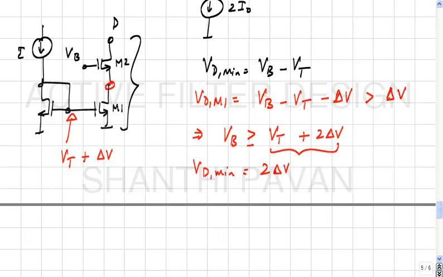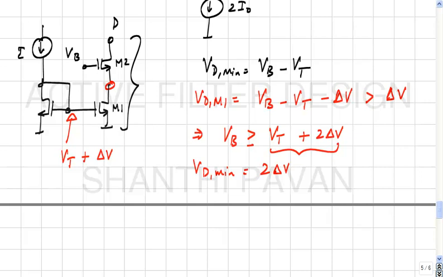So what is the moral of the story? Assuming that this current controlled current source trick works, we have paid for it in terms of the minimum voltage required across this current source in order for it to behave like a current source. Earlier, if only M1 was there, what was the minimum voltage required across it? It was only delta V. Now it is 2 delta V. So that's what we have paid.